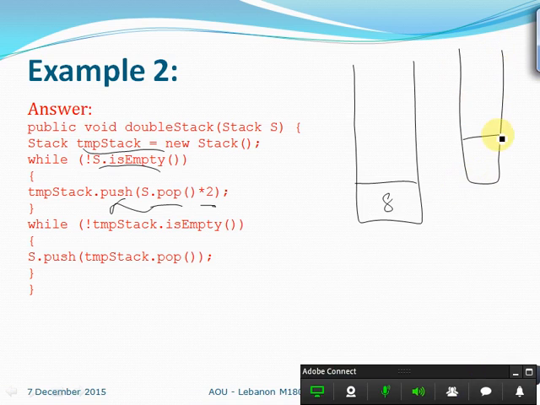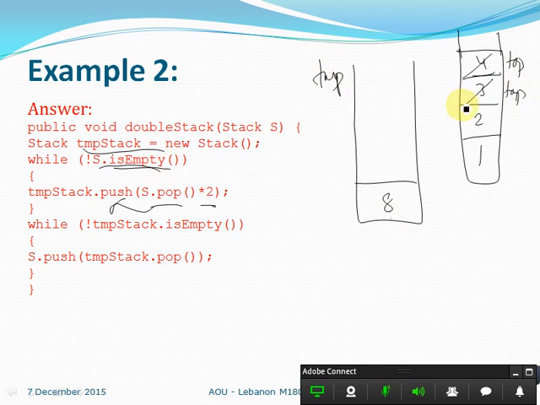Let us say this is the stack S: 1, 2, 3, and 4. S dot pop into 2: 4 is at the top, 4 into 2 is 8. 8 is pushed into the temporary stack. This will loop until it is empty. So 3 into 2 is 6, 2 into 2 is 4, then 1 into 2 is 2. Now the stack becomes empty. This loop ends and we come out.